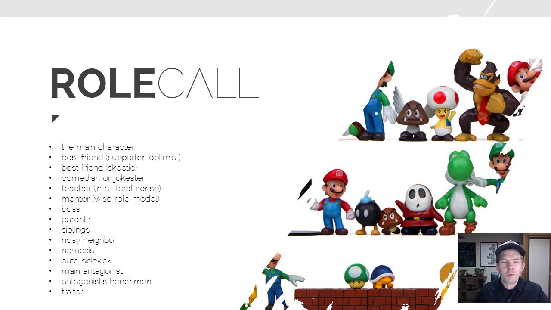There could be a nosy neighbor or just somebody who's always, you know, butting in, spying on them, trying to figure out what they're doing, watching them a little bit. There could be a nemesis.